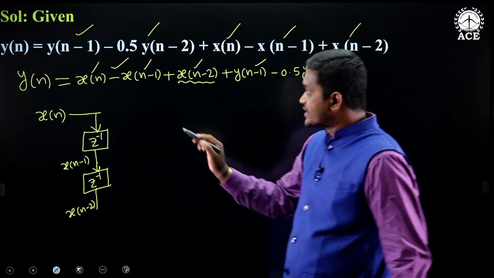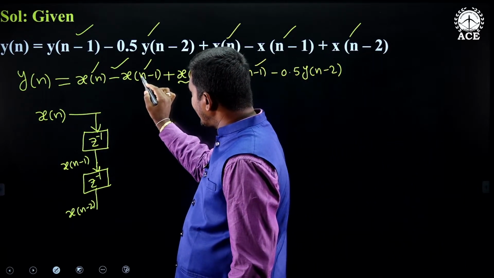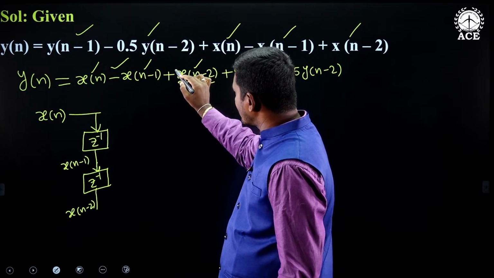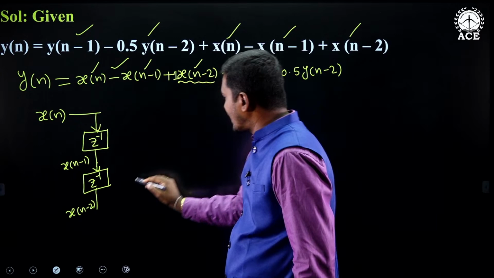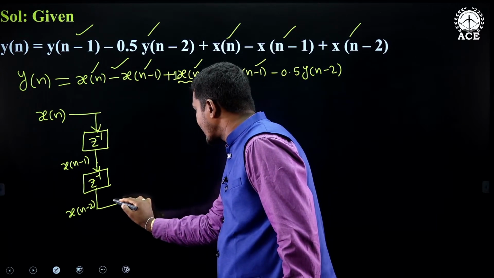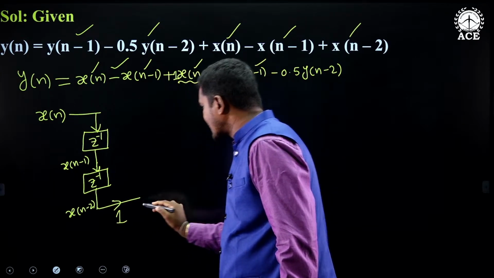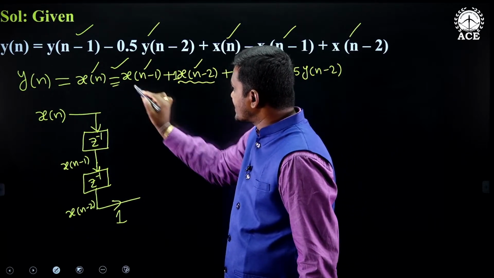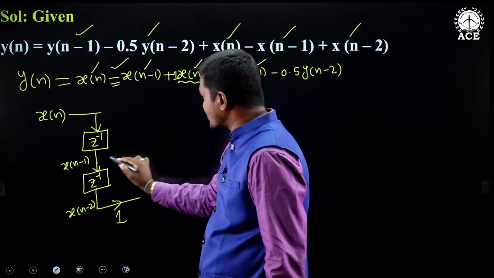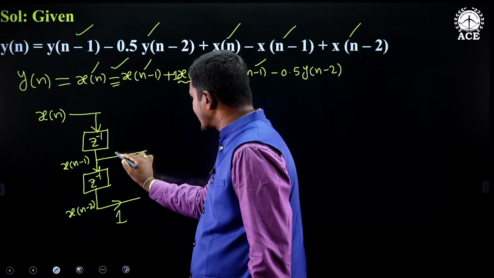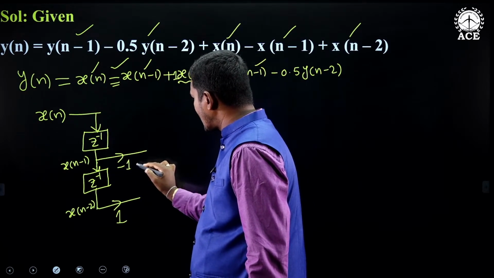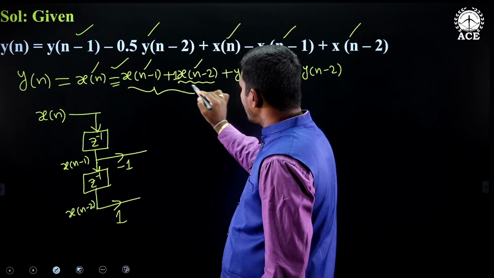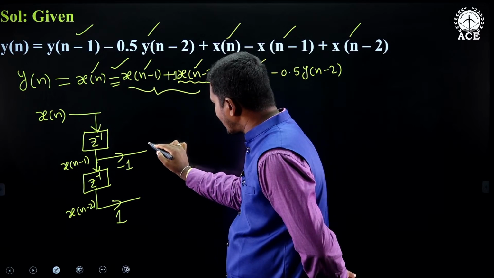You see here: x of n minus x of n minus 1 plus x of n minus 2. For x of n minus 2, what is the multiplication factor? Plus 1. So for x of n minus 2, you give the multiplication factor as plus 1. For x of n minus 1, how much is the multiplication factor? Minus 1. So this is x of n minus 1, draw a line like this and give the multiplication factor as minus 1. We need to add these two: minus x of n minus 1 plus x of n minus 2.